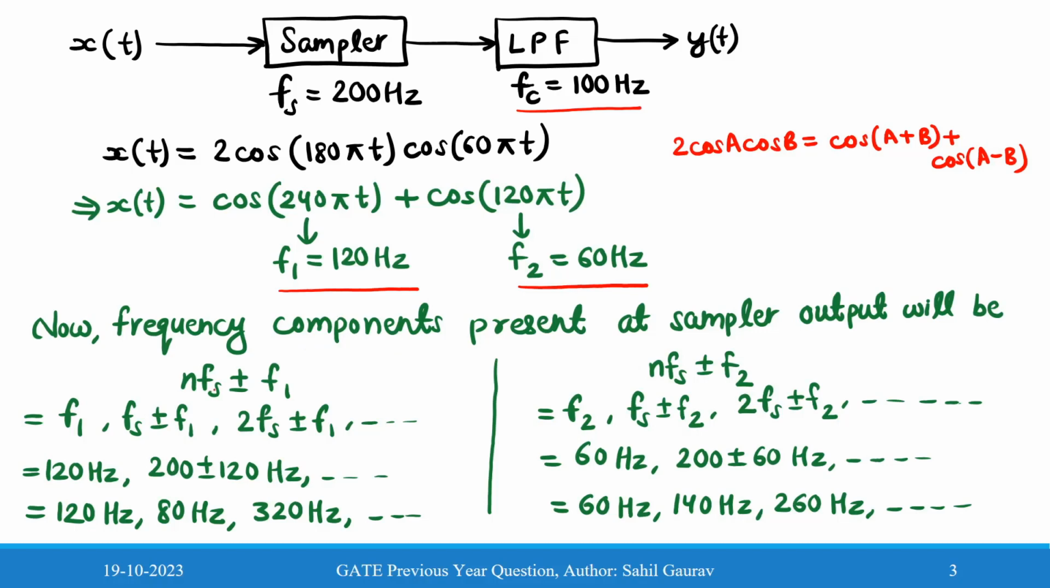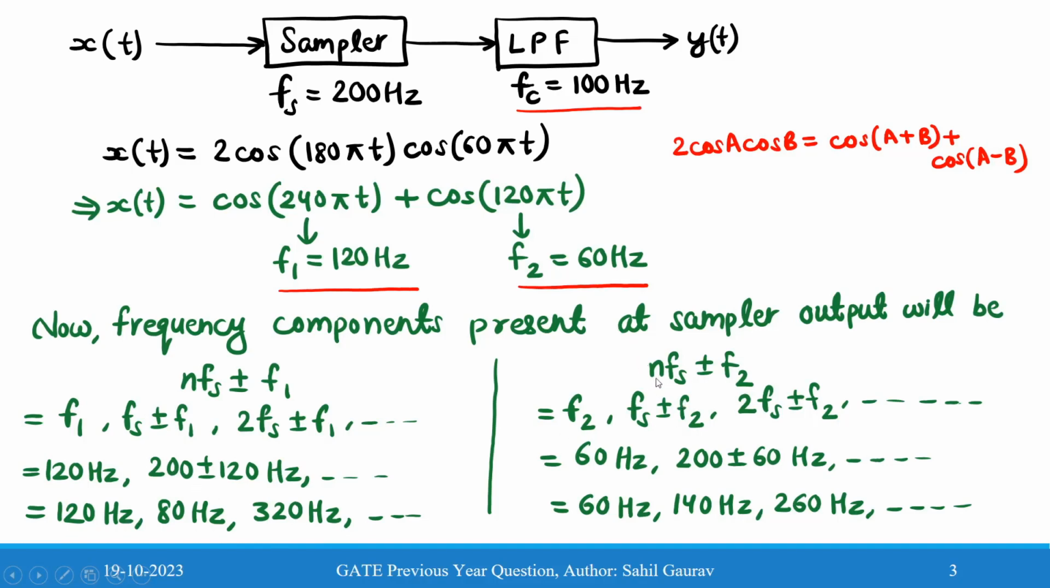Now we find the frequency components present at the sampler output. For the first component it will be nFs ± f1, and for the other, nFs ± f2. For f1 = 120 Hz, we get 120 Hz, 200 ± 120 Hz. We are not calculating beyond this because the cutoff frequency of the low pass filter is 100 Hz, and anything beyond 200 ± 120 Hz will exceed 100 Hz. So the frequency components at the sampler output are 120 Hz, 80 Hz, 320 Hz.